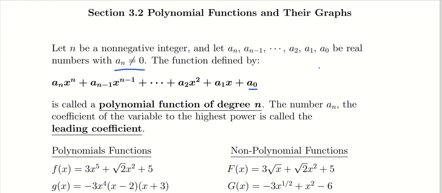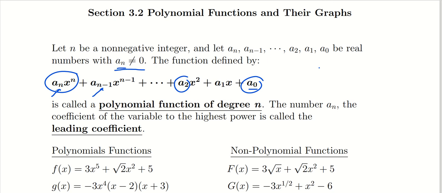These subscripts you see with these coefficients just tell you which power of x they go with. For instance, if we look at a sub n x to the n, a sub n is the coefficient. The power term would be x to the n. A sub n refers to the coefficient of the n power term. Similarly, a sub 2 would represent the coefficient of the x squared term, all the way down to a sub 0, which would represent the constant term that goes with no power of x.